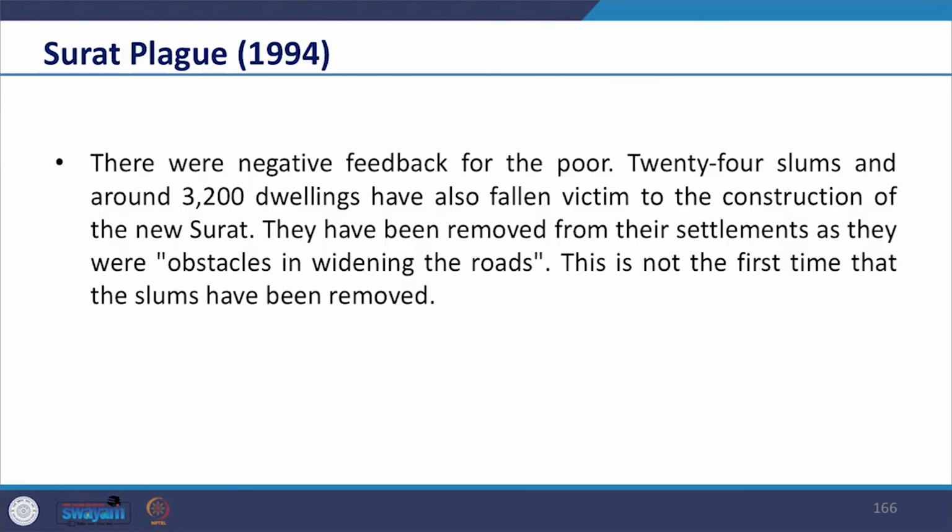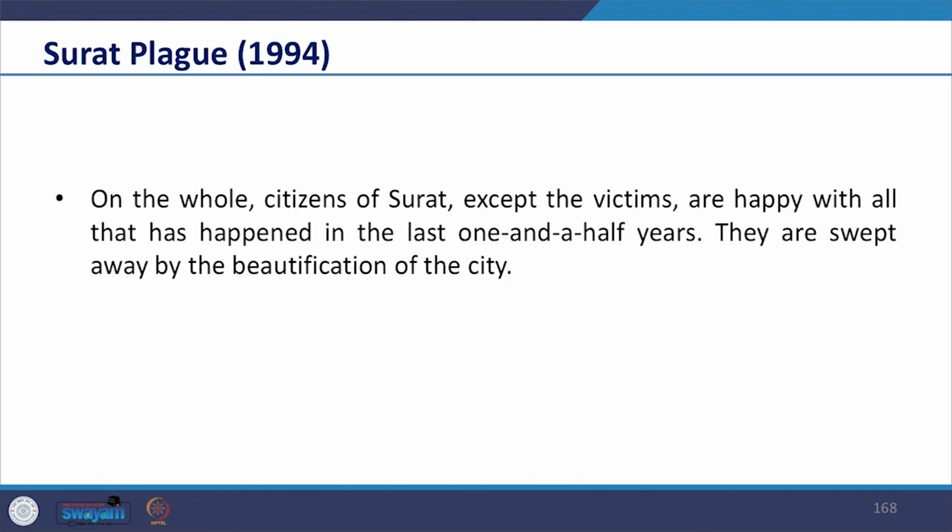Intervention also included road widening and demolition of unauthorized construction. There was negative feedback from the poor. 24 slums and around 3,200 dwellings have also fallen victim to the construction of the new Surat. They have been removed from their settlements, as they were obstacles to the widening of the roads. This is not the first time that slums were removed. So, on the whole, the citizens of Surat, except for the victims, were happy with all that had happened in the last 1.5 years. They made the city beautiful.